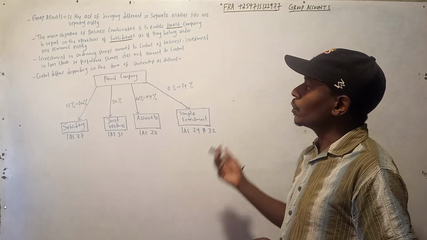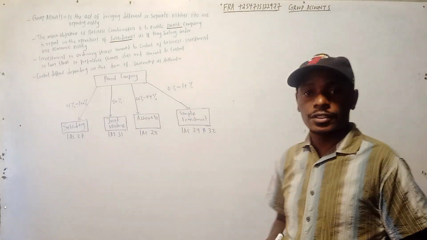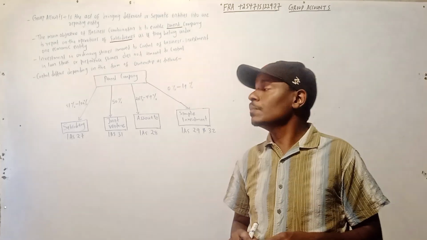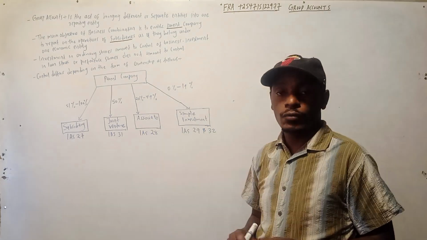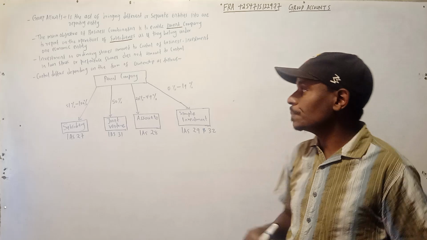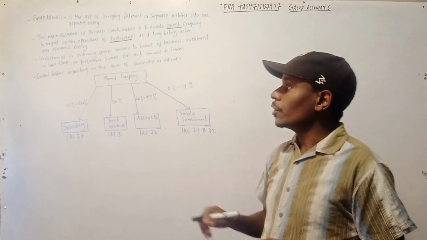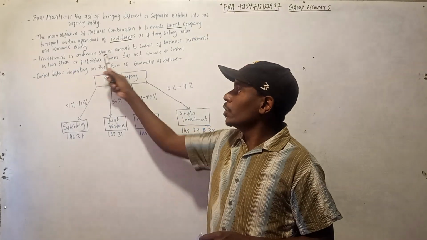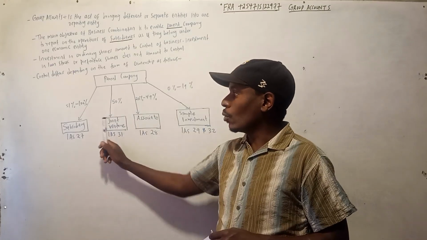Now, investment in ordinary shares amounts to control of the business. So when a company invests in the shares of another company, it will amount to control. But if they invest in other forms of capital, for example loan stock and preference shares, then it will not amount to control. The aspect of investment in ordinary shares is what brings this aspect of control.